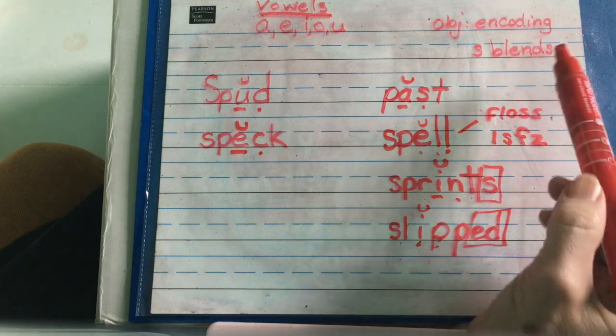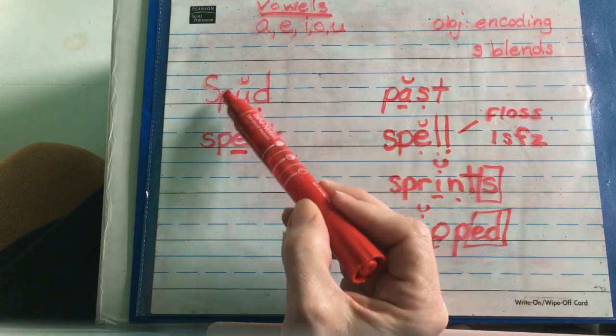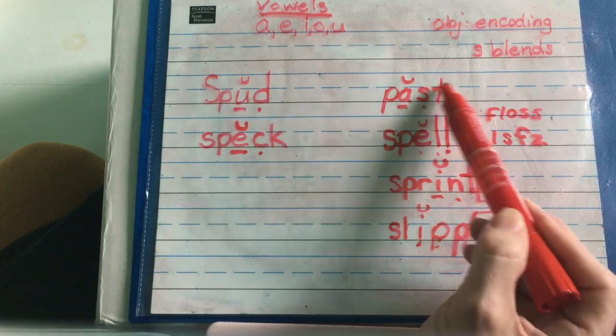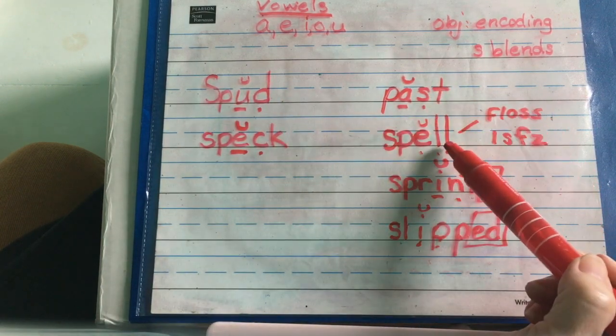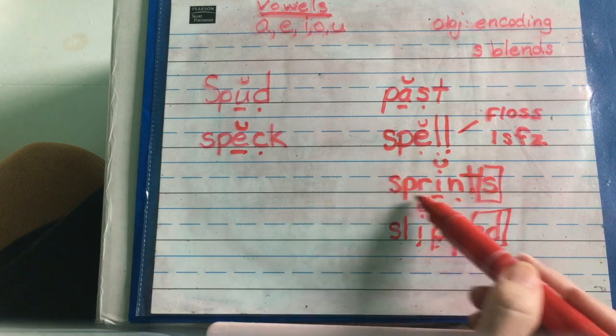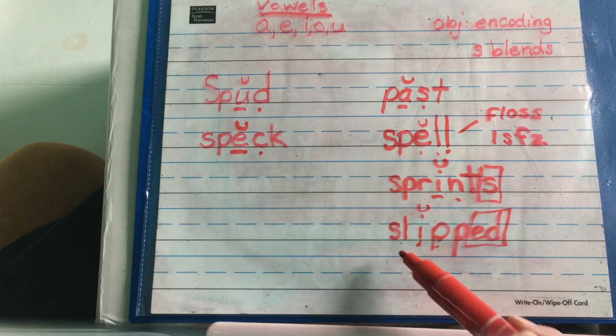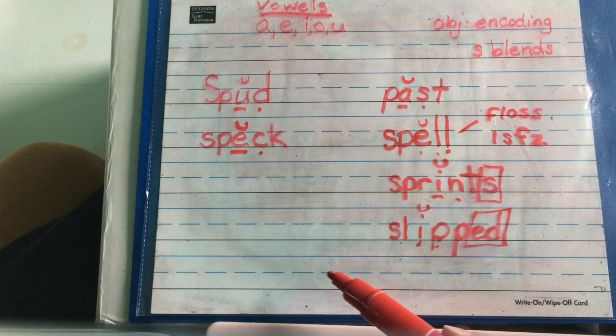Let's see. So today we were encoding with S blends. We talked about S blends in the beginning of the word, at the end of the word, with the floss rule, when there's a lot of letters, but it's still just one syllable, and also how to double the last letter to keep that vowel short.